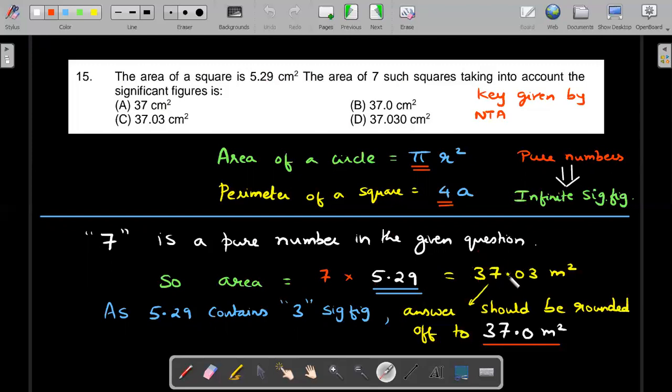Okay, right? The multiplication rule tells you that whatever the number of significant digits in the measured number that you are using, that many significant figures should be there in the answer. How many are there here? 3. So this should be rounded off to 3, which is 37.0. And NTA actually gave this key as 37.03, which is a wrong key. Okay, so the key given by NTA is wrong. They gave 37.03. The answer should have been 37.0. Okay, right. So in future, I don't think they'll repeat this mistake. I hope they do give the correct answer.